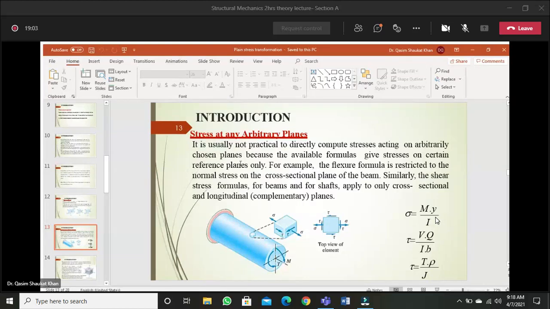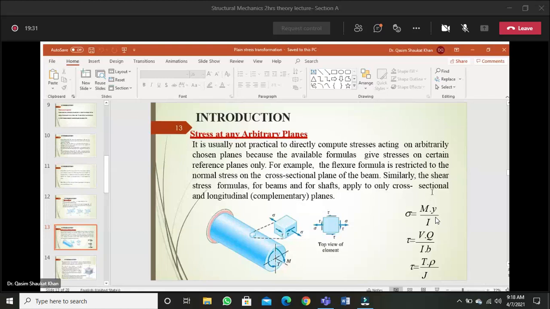You have studied the flexure theory, you have studied the shear theory, and in both these theories you had made some assumptions. So the flexure formula is limited to the normal stress acting on the cross-sectional plane of the beam. So the flexure formula is only limited to the normal force acting on the cross-sectional plane.